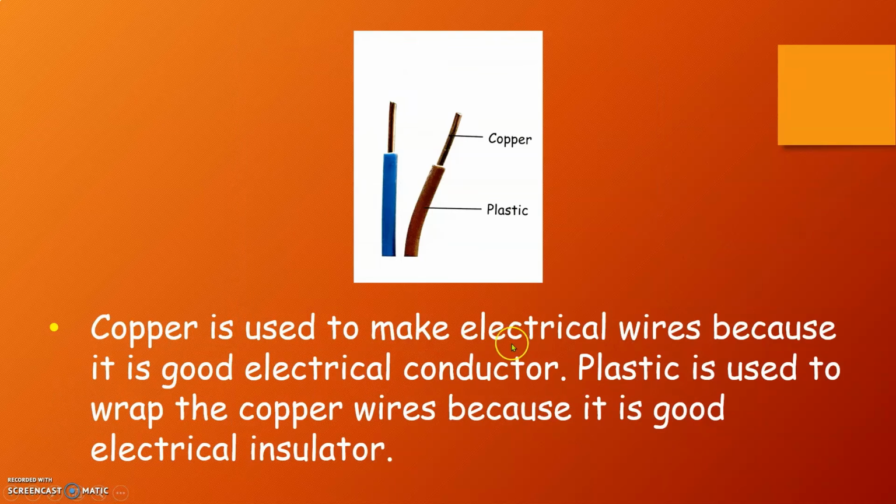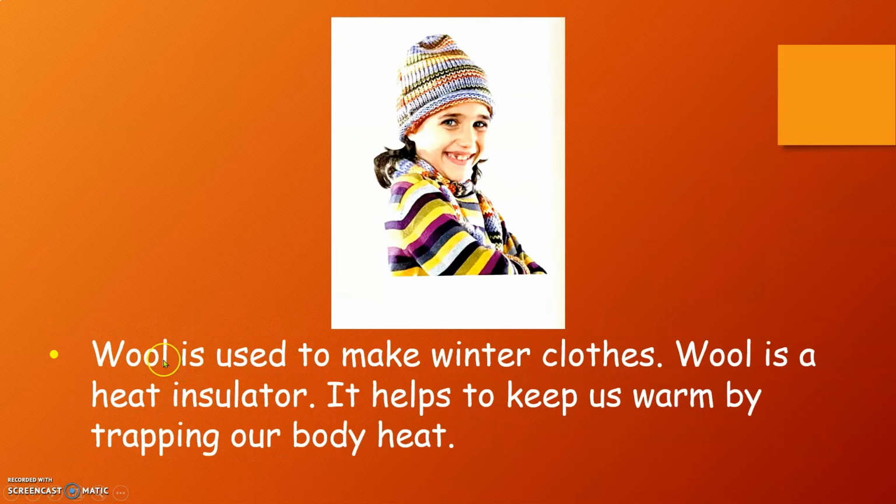Copper is used to make electrical wires because it is a good electrical conductor. Plastic is used to wrap the copper wires because it is a good electrical insulator. Wool is used to make winter clothes. Wool is a heat insulator. It helps to keep us warm by trapping our body heat.